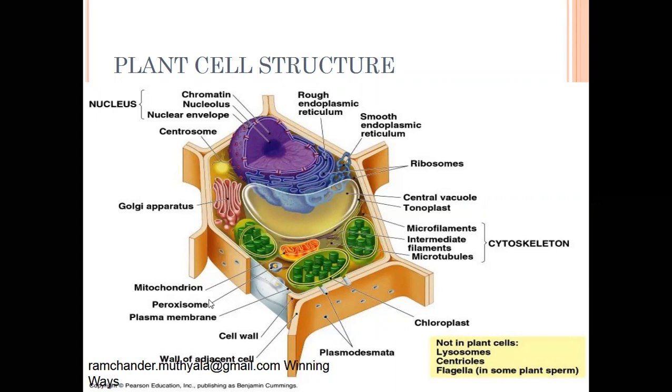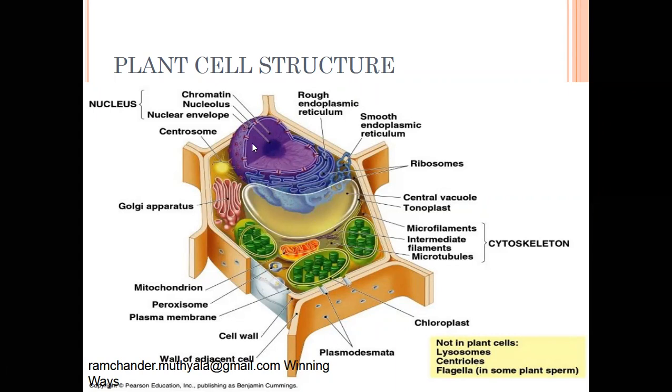Beneath the cell wall is the plasma membrane. It is made of phospholipids and protein chemicals. It is a semi-permeable structure. Beneath the plasma membrane, the protoplast is present.